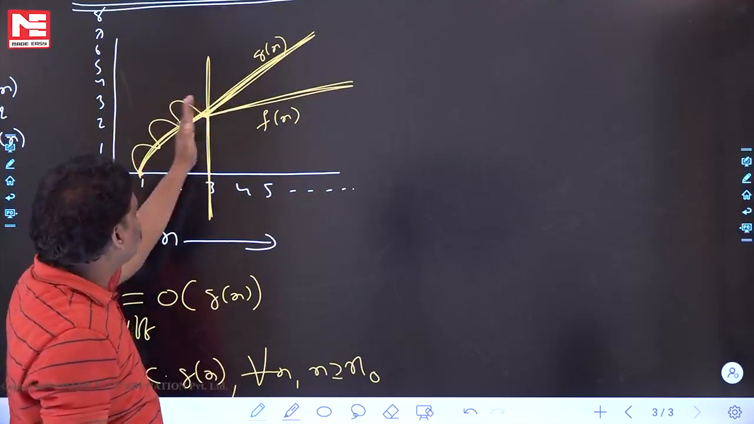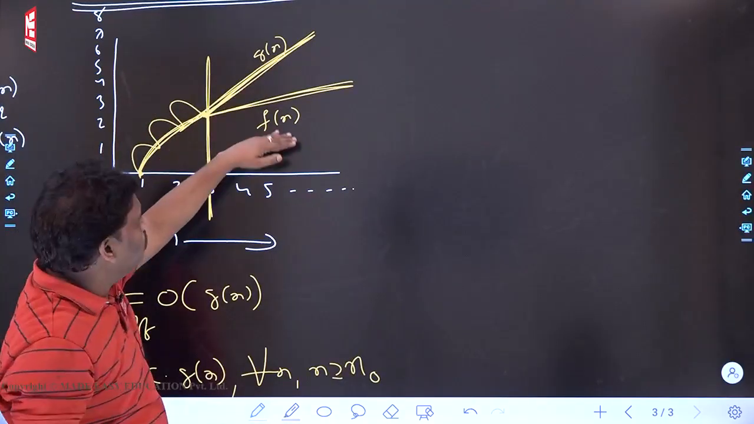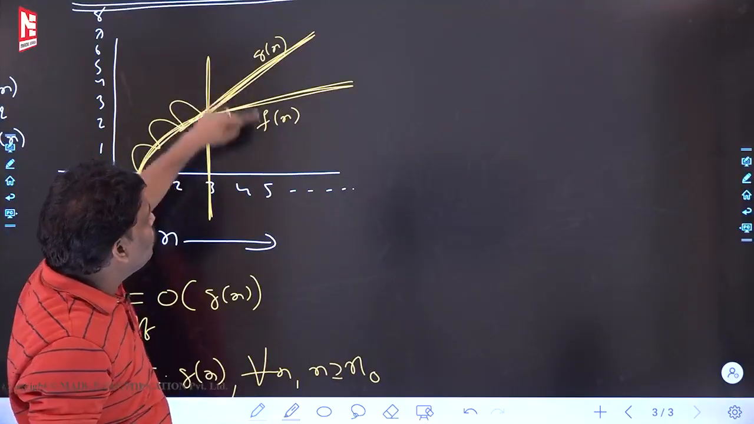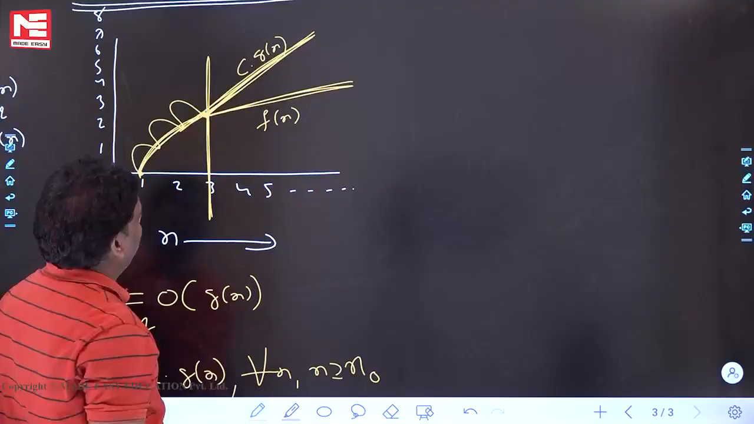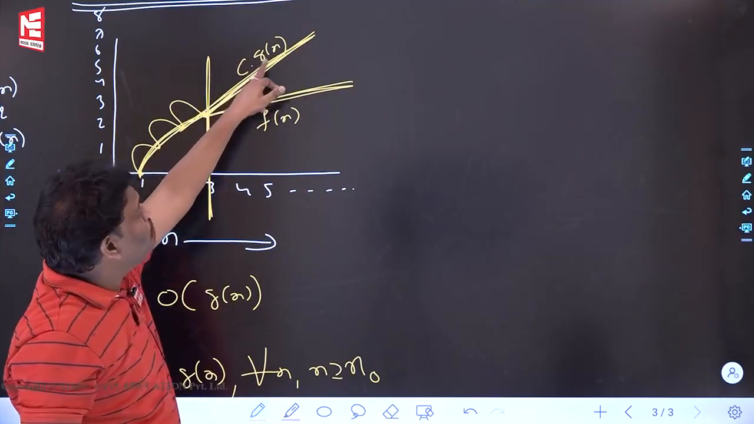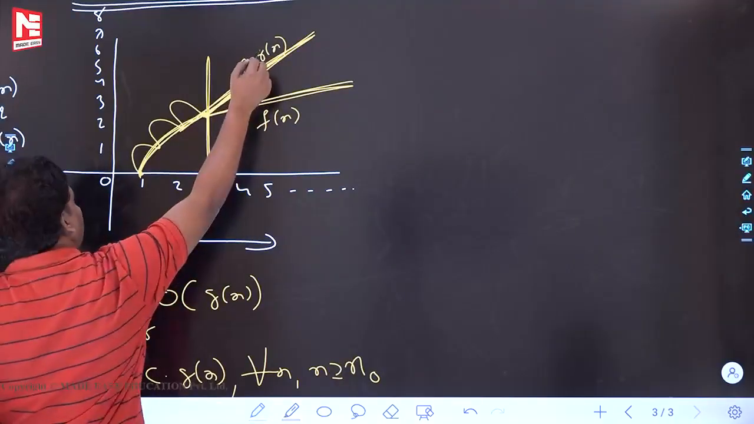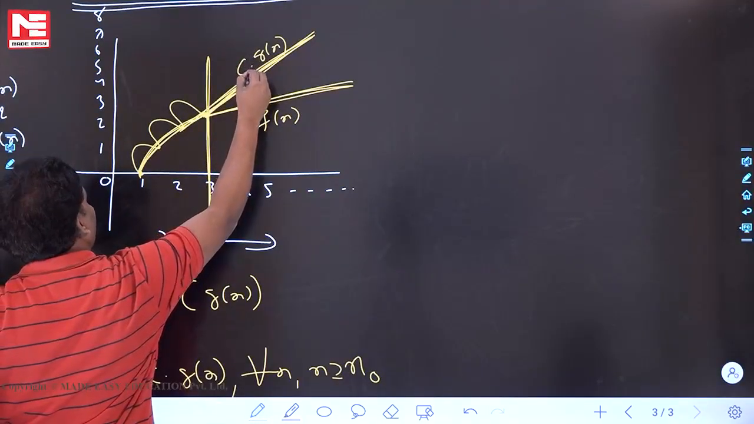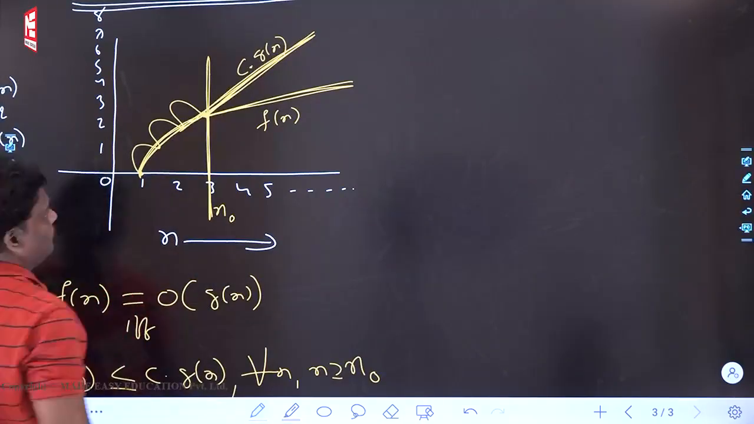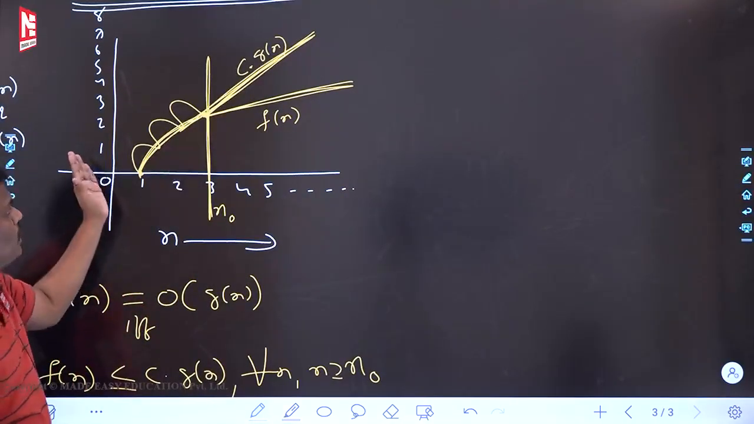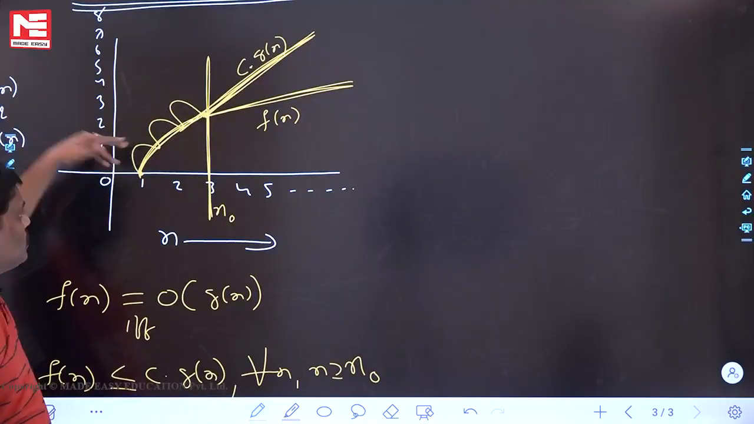I think before this line, if you observe, sometimes f is bigger, sometimes g is bigger. After this line, what is the answer? Comparing f of n and g of n, who is bigger? g of n is bigger after taking c's help. From where? From 3. This is called n0. Before n0, this may be the case: maybe f of n is bigger, maybe g of n, maybe sometimes equal.